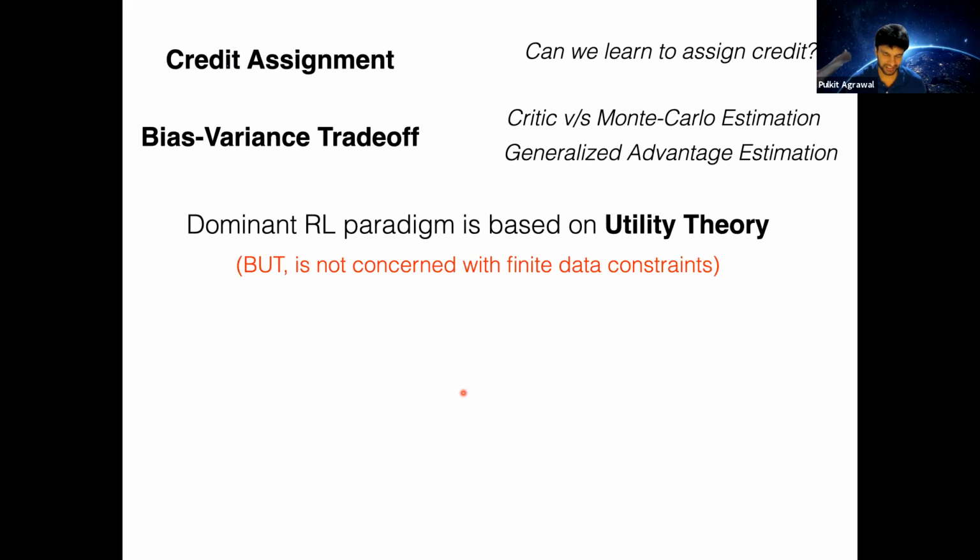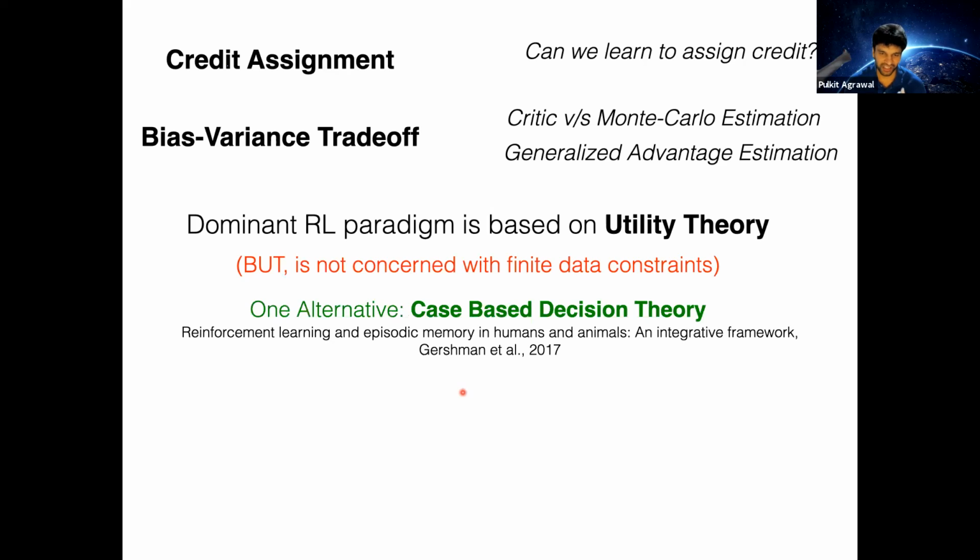So we don't necessarily have to base decision making on utility theory. There are other choices. For example, one alternative is case-based decision theory, which was specifically designed for low data regimes. There's an excellent review article by Sam Gershman, which compares thinking about reinforcement learning from a utility theory perspective against a case-based perspective. So I think one caveat is, we have implicitly assumed utility theory throughout the course, but that is something which is not necessary.